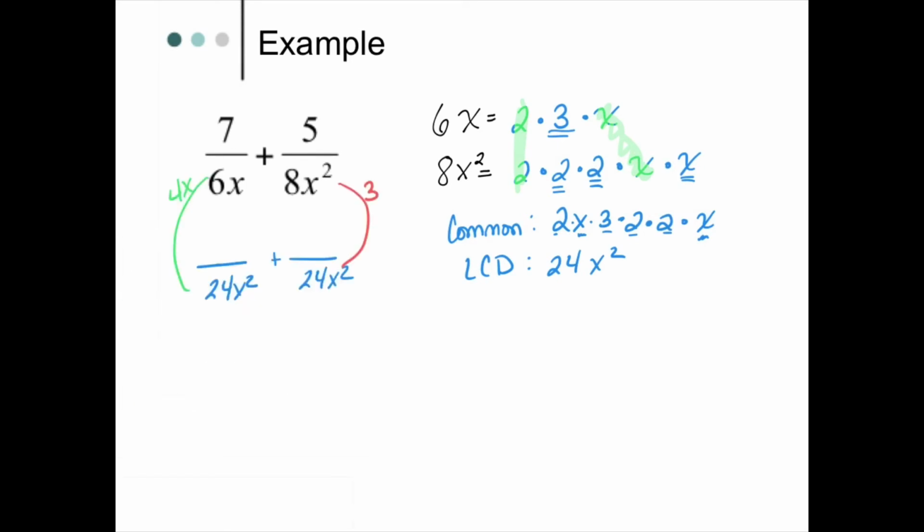So we take our common denominator of 24x squared and we put it under both denominators. And then we have to look at what is happening to our denominators. To get 6x to be 24x squared, I need to multiply it by this 4x. So what I do to the denominator, I need to do to the numerator. So this becomes 28x. Think about how I got that. To make 8x squared into 24x squared, I need to multiply by 3. So 5 times 3 is 15. So my common denominator is 24x squared, and then I add my numerators. Since there is nothing to factor and no canceling to be done, this is our answer.